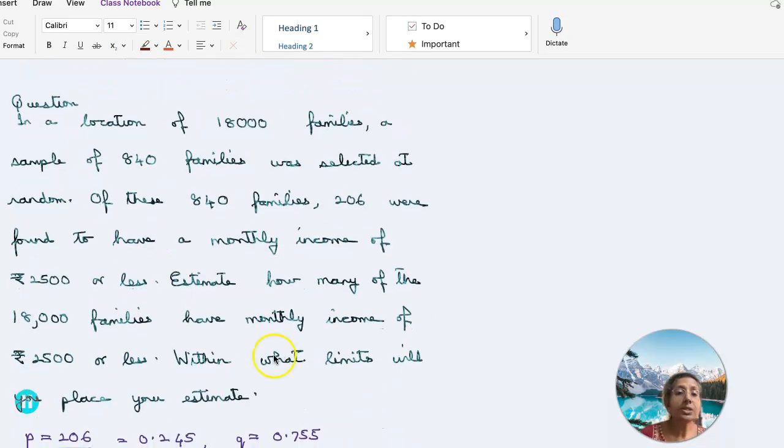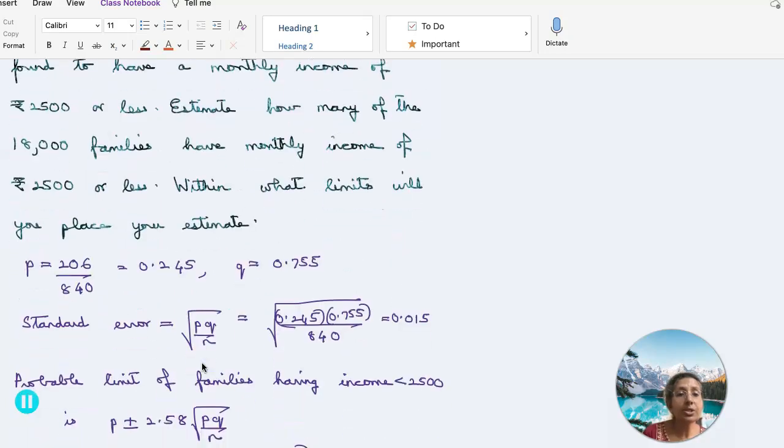Coming to the next question, that is the last one. In a location of 18,000 families, a sample of 840 families was selected at random. Of these 840 families, 206 were found to have a monthly income of 2,500 rupees or less. Estimate how many of the 18,000 families have a monthly income of rupees 2,500 or less. Within what limits will you place your estimate? So p is 206 by 840. Why 840? Because your sample size is 840, which is 0.245. q is 0.755. What is the standard error? Root pq by n. So substituting, you get 0.015.